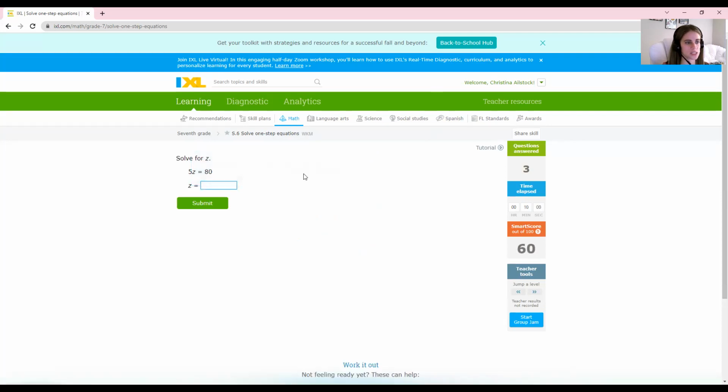All right, how about this one? 5z equals 80. Our numbers are getting a bit larger, but I still encourage you guys to try to do it in your head or work it out on paper. You could double check your work in a calculator, but do try to do these without it first. 5z equals 80. Let's draw a line down our equal sign so we can visually see the separation.